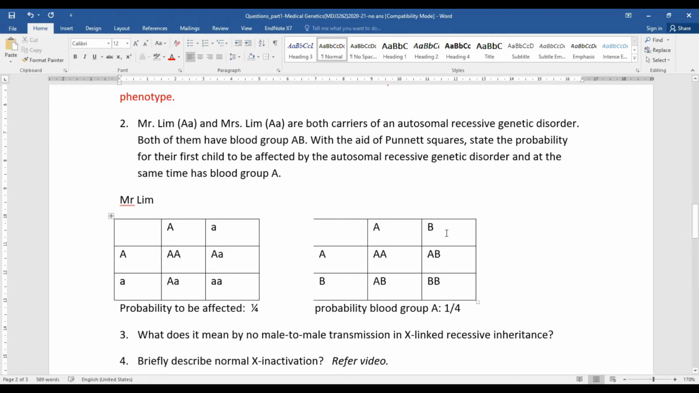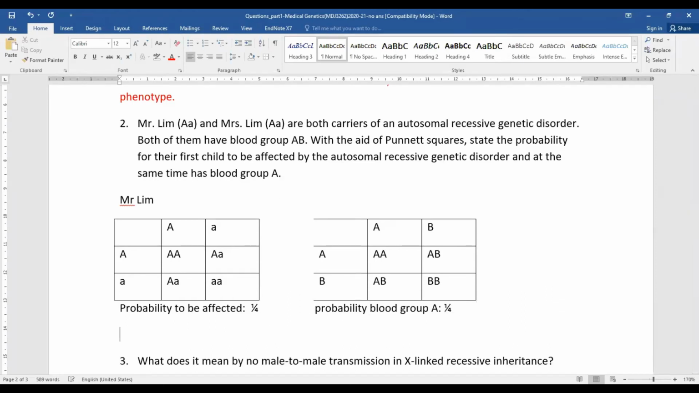So to find the probability for the child to be affected by the autosomal recessive genetic disorder and at the same time have blood group A, you just multiply the two. So the answer would be 1/4 times 1/4. How much is it? 1 over 16. 1 over 16.